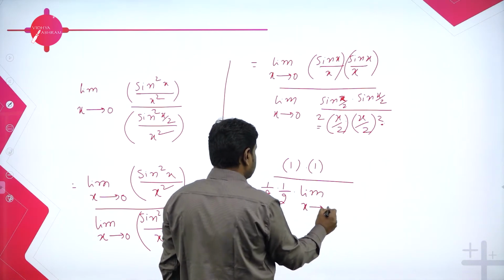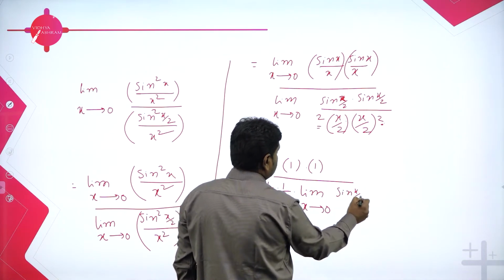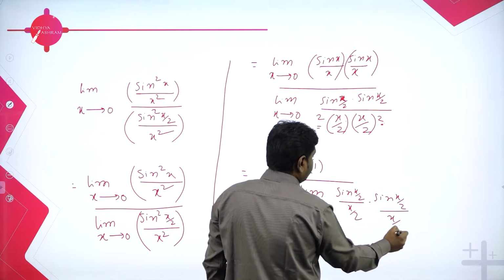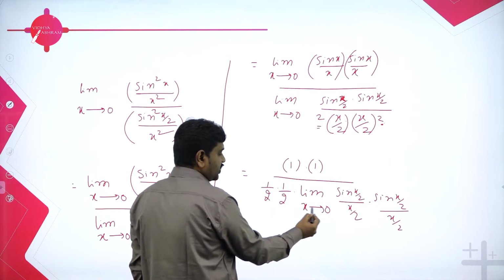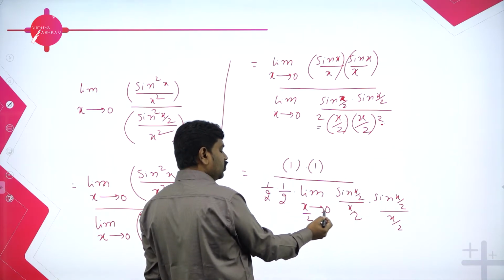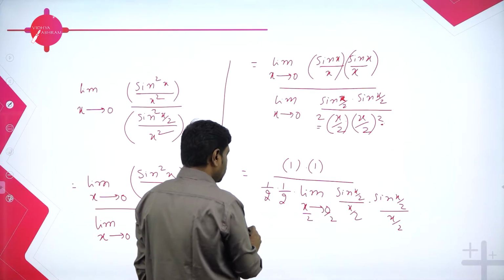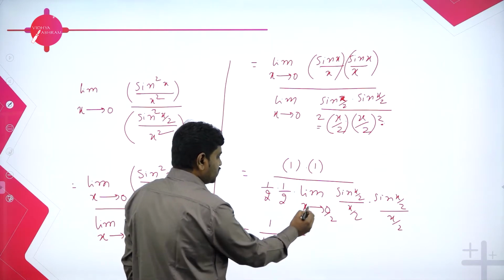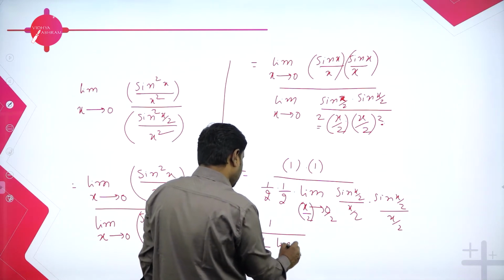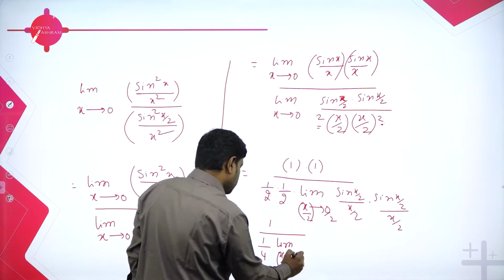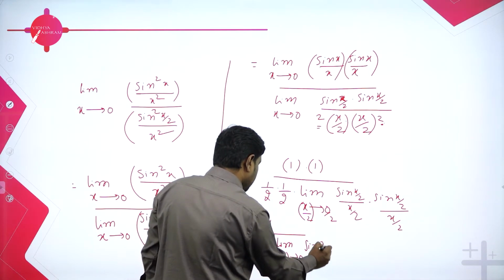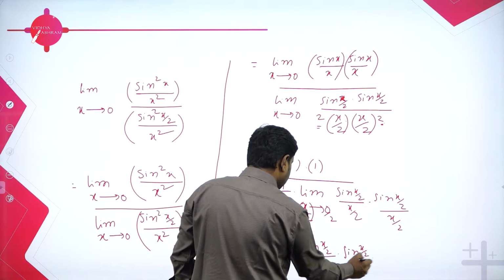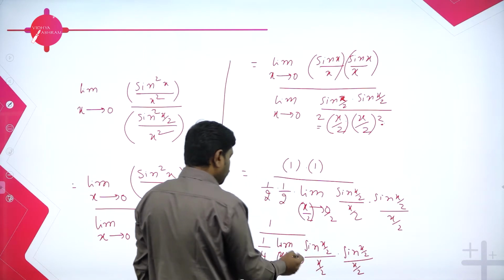Limit x tends to 0, what is left out? I'm left out with sin x by 2 by x by 2 into sin x by 2 by x by 2, this term. Dear students, if x is tending to 0, divide by 2 on both sides, x by 2 tends to 0 by 2, that is again 0 only. So now numerator is 1, divided by 1 by 2 into 1 by 2 is 1 by 4, and limit x by 2 tends to 0, sin x by 2 by x by 2 into sin x by 2 by x by 2. So now you can apply limit separately.